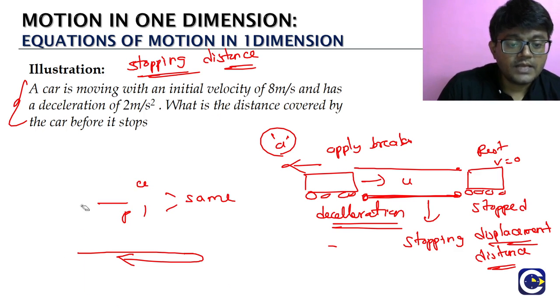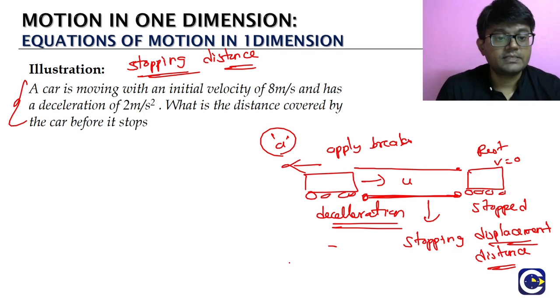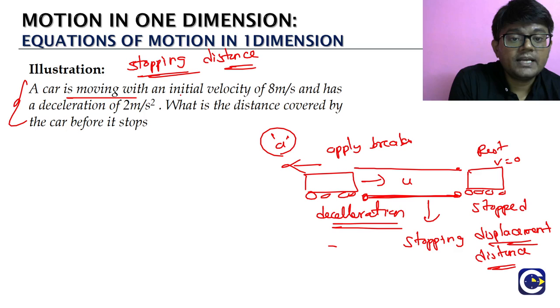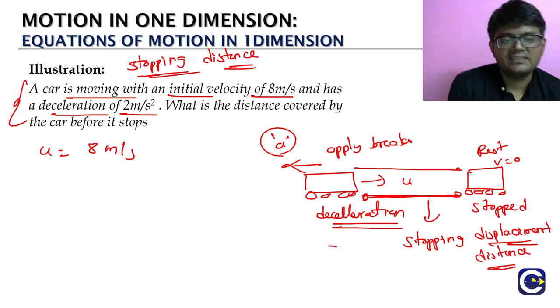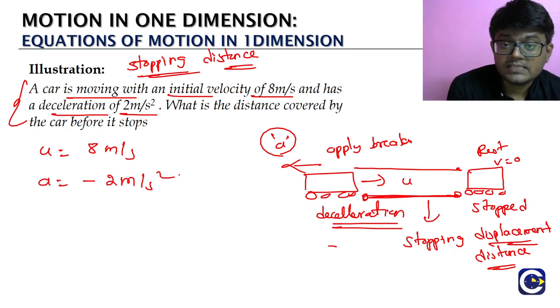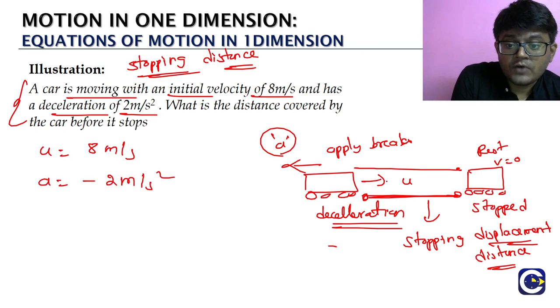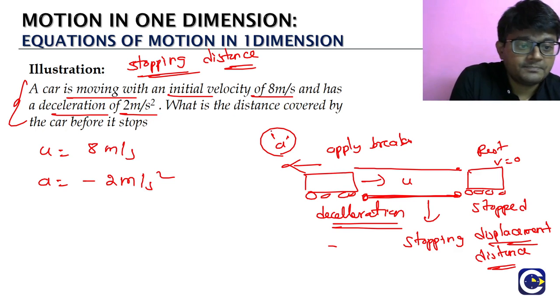Now we will have to solve this case of the stopping distance. First we will solve this question, then we look at the general formula for that. A car is moving with an initial velocity of 8 meters per second, and always as per our convention, initial velocity, whatever is the direction it is, we will take as positive. It has a deceleration of 2 meters per second square, so we have to take acceleration as negative. If the car is moving forward, the brakes applied will create a deceleration in the backward direction. What is the distance covered by the car before it stops?